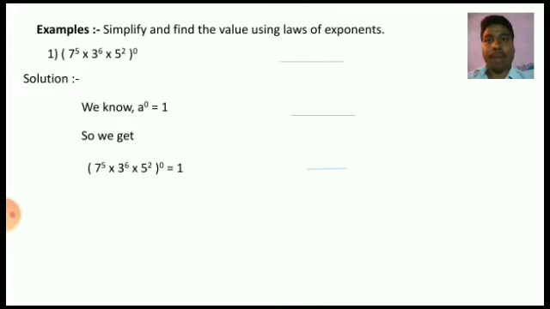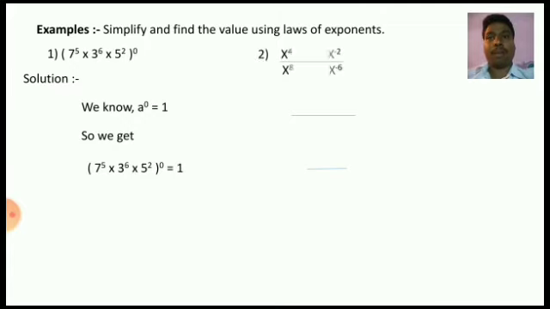In this example, A means 7 raised to 5 into 3 raised to 6 into 5 raised to 2. This is the A, and the bracket is raised to 0. So we only apply the law of exponent here: A raised to 0 is equal to 1. So we get the answer 1. So in bracket 7 raised to 5 into 3 raised to 6 into 5 raised to 2 bracket raised to 0 is equal to 1.